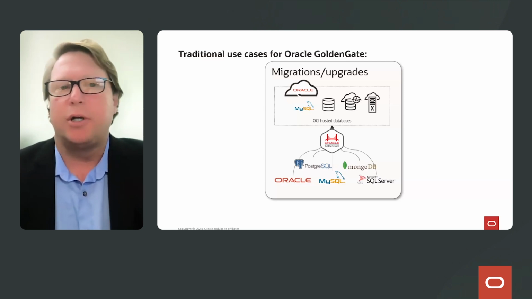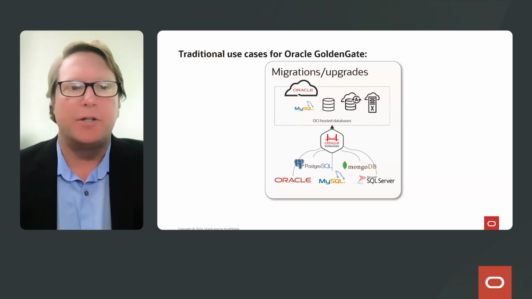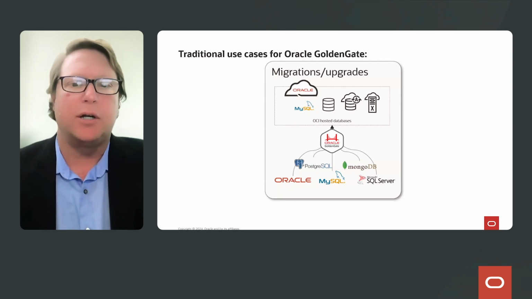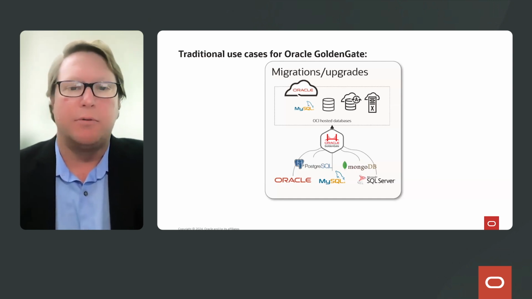So whether you're doing a database upgrade, a database migration, maybe from Postgres to Oracle, or you're moving into the cloud. Let's say I want to take my on-premise Oracle database and move it into Exadata Cloud at Customer or Cloud Service. I can do that using GoldenGate, and I can do it without downtime.